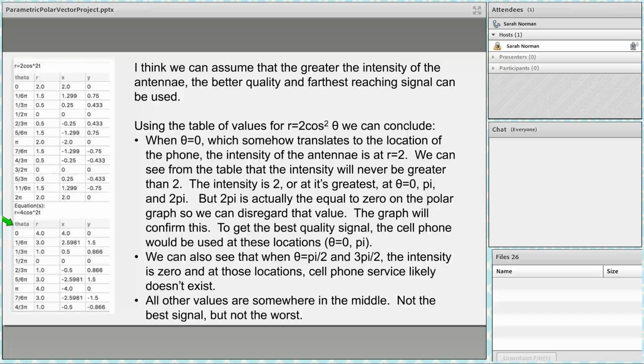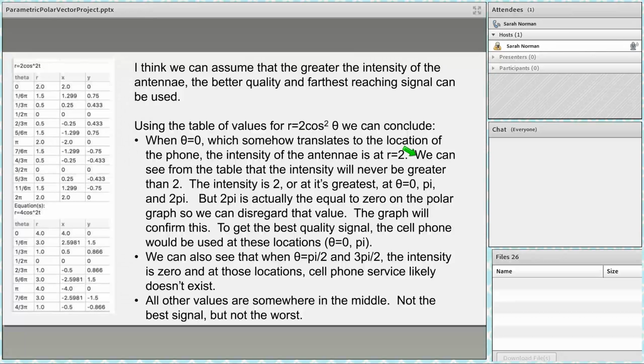As opposed to the other function for the competing company, which has a stronger intensity at r equals 4. And we can probably conclude, even before we graph it, that they're going to have the same general shape. They do have a different constant in front, the 4 and the 2, but they're both cosine squared of theta. So let's keep reading this.